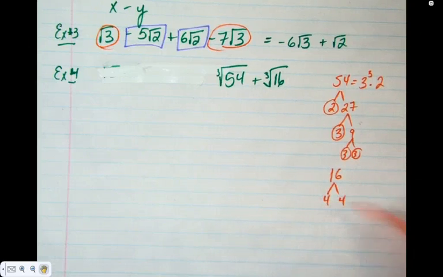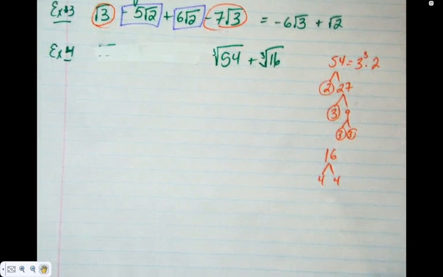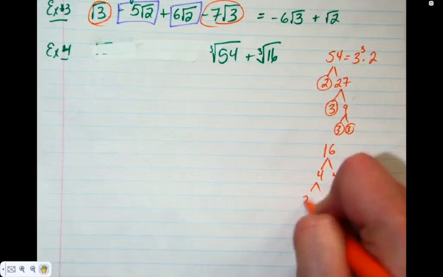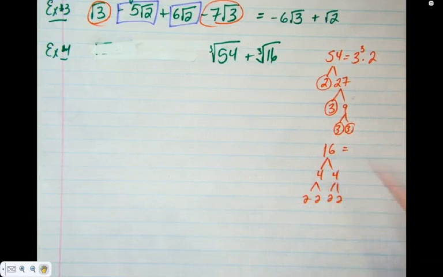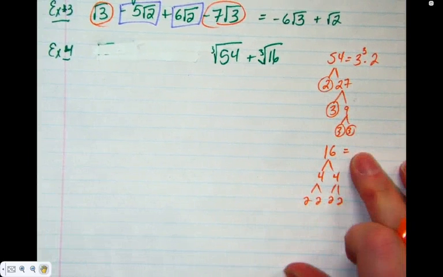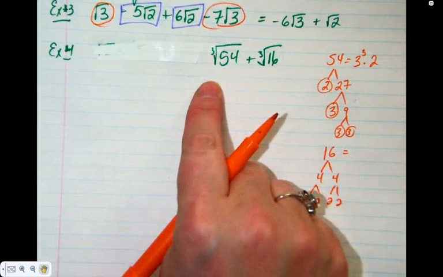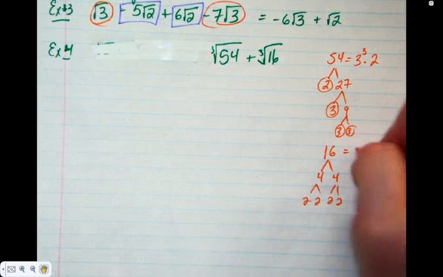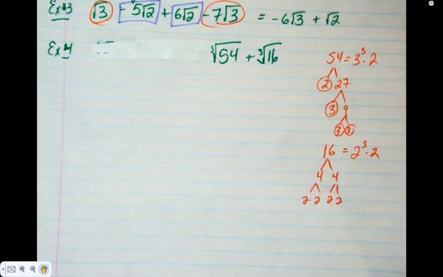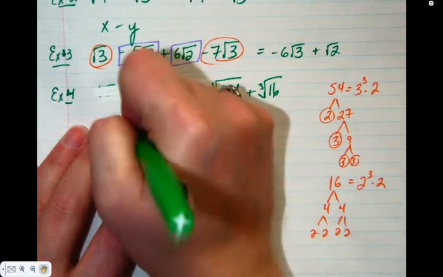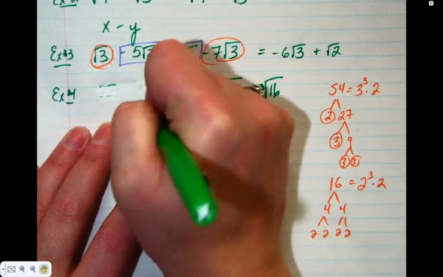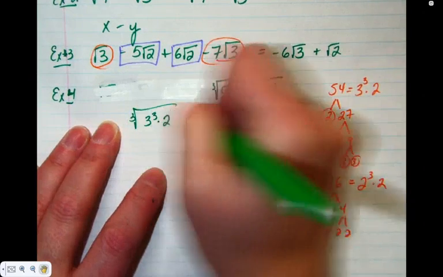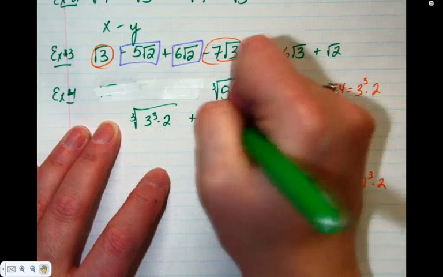4 and 4. 2 and 2 and 2 and 2. Now, I don't want to write that as 2 to the 4 because I want to group it in 3, so I'm going to write it as 2 cubed times 2. So coming back up here, I now have the cube root of 3 cubed times 2 plus the cube root of 2 cubed times 2.